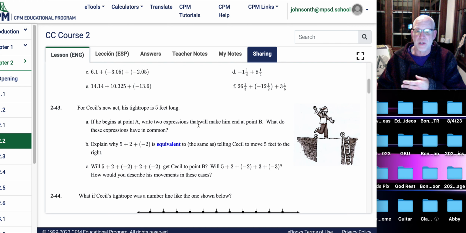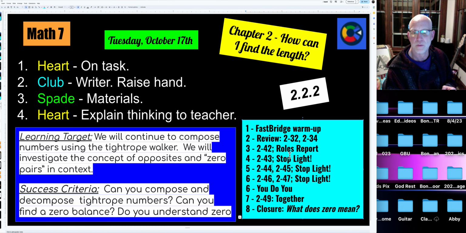Will 5 plus 2 plus negative 2 plus 2 plus negative 2 get Cecil to point B? Will 5 plus 2 plus negative 2 plus 3 plus negative 3 get Cecil to point B? How would you describe his movements in those cases? If you get that one done, 243, flip your cup upside down, give me a stoplight.